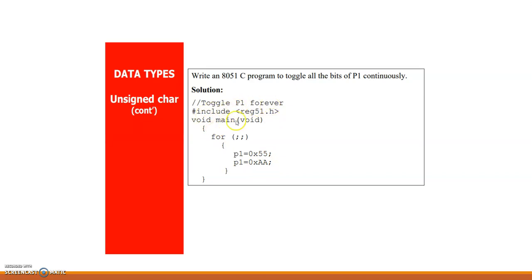So here is the header file, the void main function, and this is the for loop, that is, it executes the loop continuously without a condition. That means it repeatedly executes the loop, the for loop. We can do it with while also. And port 1 is equal to 0x55, that is, first we are sending 01010101, the number. Next we are sending the number 10101010. So all the pins of port 1 will toggle continuously.